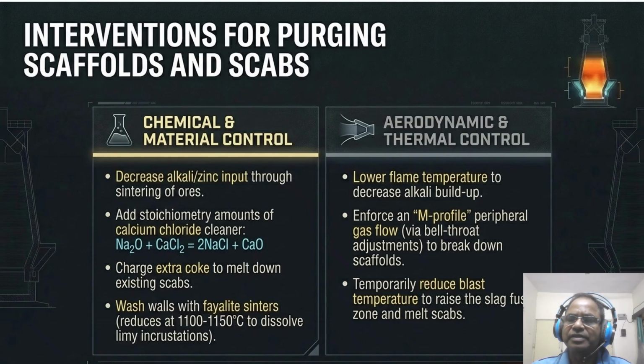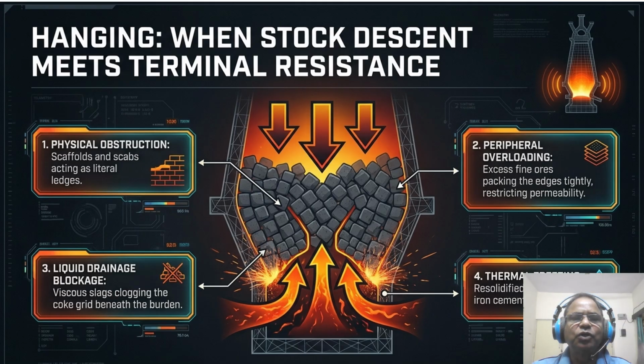Our next slide is exactly about hanging, when stock descent meets terminal resistance. Hanging is the nightmare scenario where the downward force of gravity is equaled by the upward force of gas and physical obstruction. This slide illustrates four causes. Callout 1 shows the physical obstruction of a scaffold acting as a literal ledge.